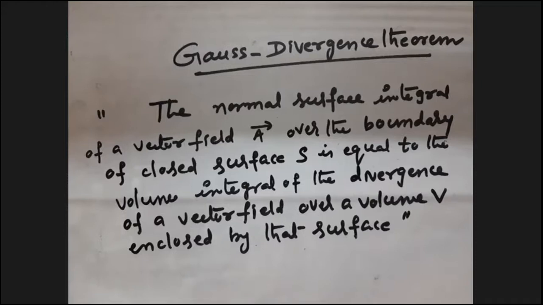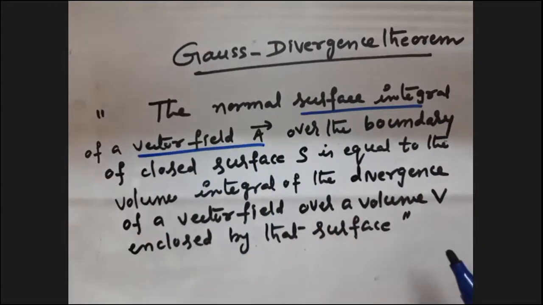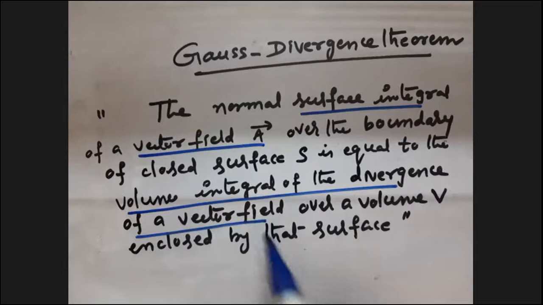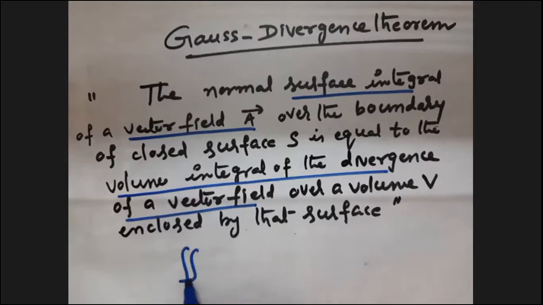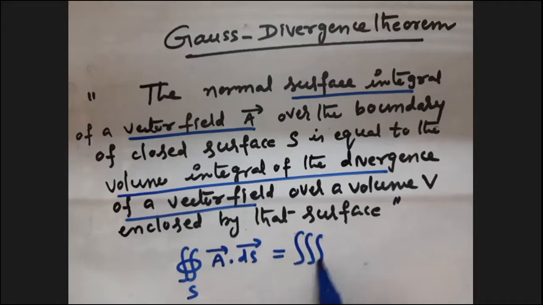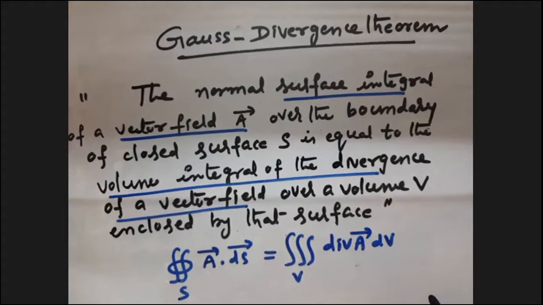What I am saying: the normal surface integral of a vector field A bar over the boundary of a closed surface S is equal to the volume integral of the divergence of a vector field over a volume V enclosed by that surface. Vectorially we express this as the surface integral of A bar dot ds bar. This is the surface integral of the vector field in the closed surface S, which equals the volume integral of the divergence of A bar dv.